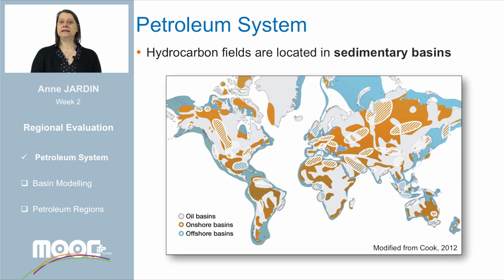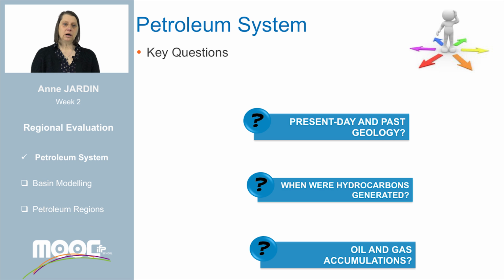Hydrocarbon fields are discovered in sedimentary basins. These basins are now spread over the continents, shown here in brown, and oceans in blue. An accumulation of sediments deposited on the sea floor has formed sedimentary basins, which have been deformed over the years by tectonic movements. Studying petroleum exploration means answering the next three questions. Which are the main geological features at the present day and during past times? When were hydrocarbons generated? And is it possible to find large accumulations of oil and gas?